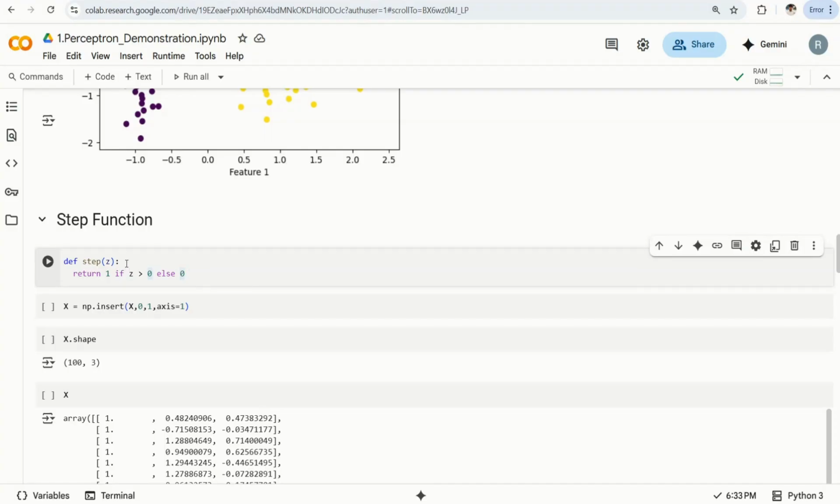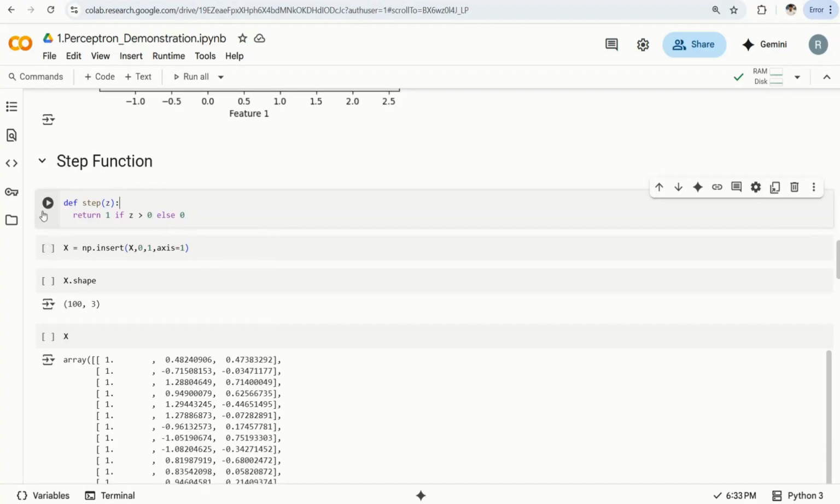So this is my step function. You know what a step function is: if the input is more than 0, then it will be 1, otherwise 0. I have covered all of this. And here, let me remove this.